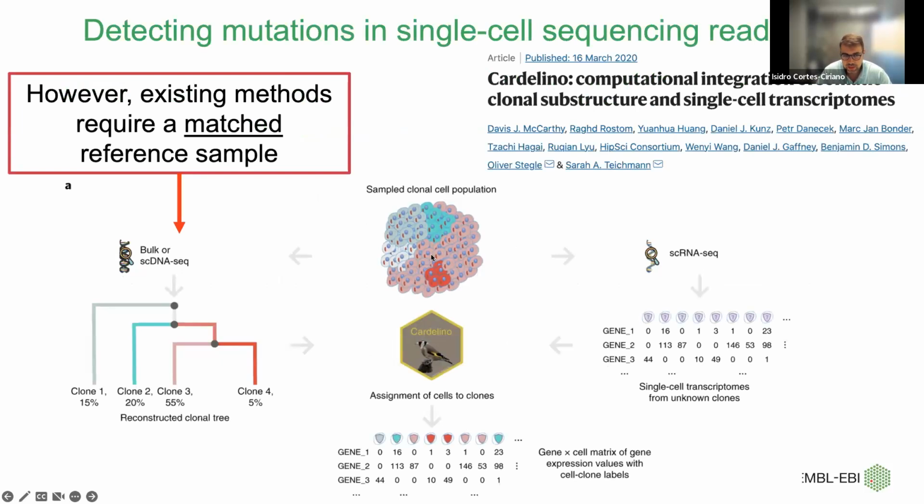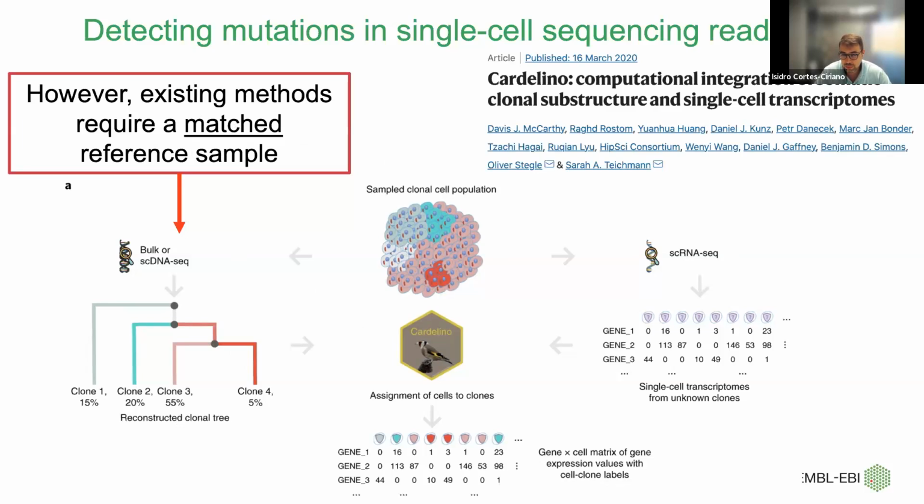has in common with other algorithms that the first step is the need for defining a phylogeny using somatic mutations detected with a reference sample, for example exome or whole genome sequencing data. Once the somatic mutations have been detected in DNA-seq, the algorithm genotypes the single-cell RNA sequencing data. And here, the key limitation is the need for a matched reference sample that, as I said, we do not always have.